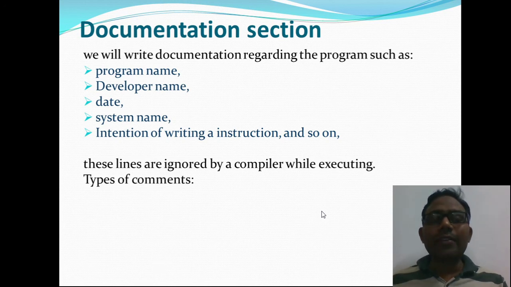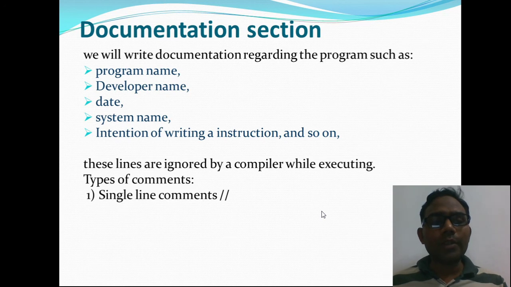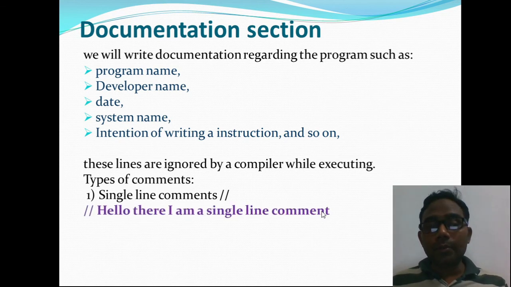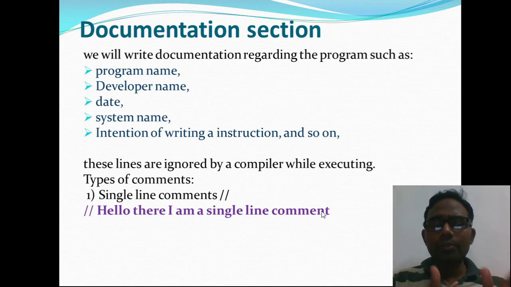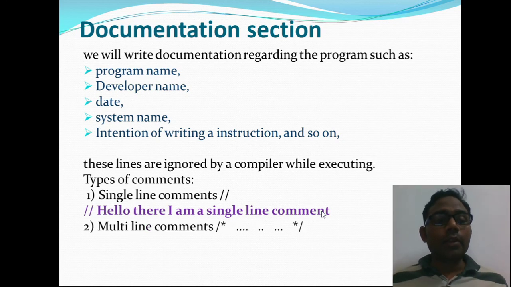We are having exactly two types of comments. One is called a single line comment. A single line comment means you want to comment only one line of text. For example, hello there, I am a single line comment. You can write up to your wish, but at the beginning you need to have two slashes without a space. Then the next one is, in some compilers, multi-line comments are also allowed.